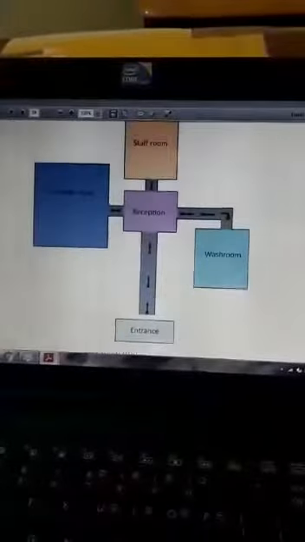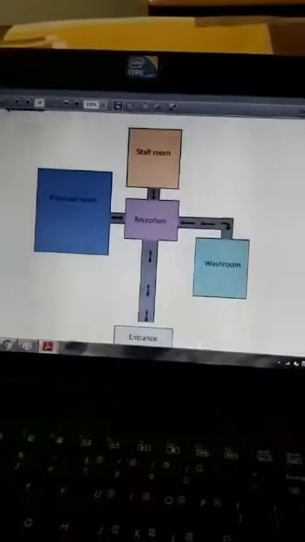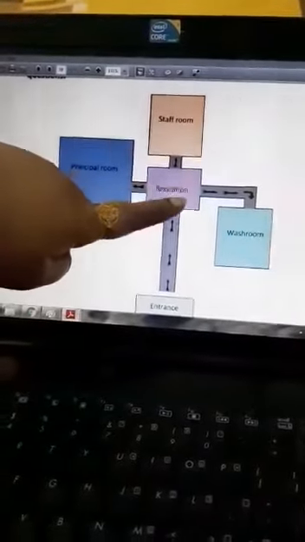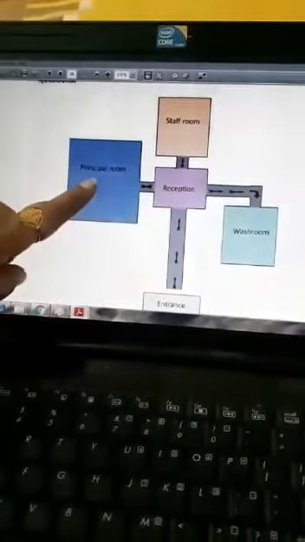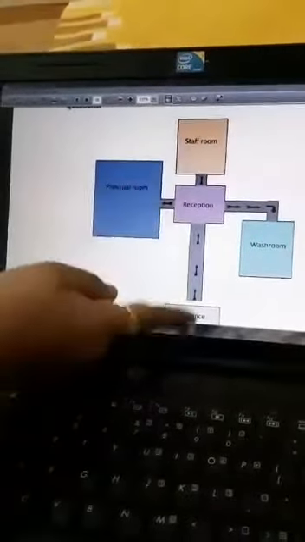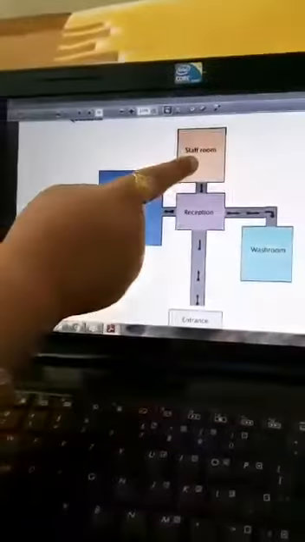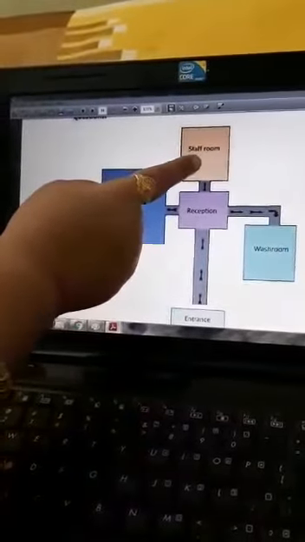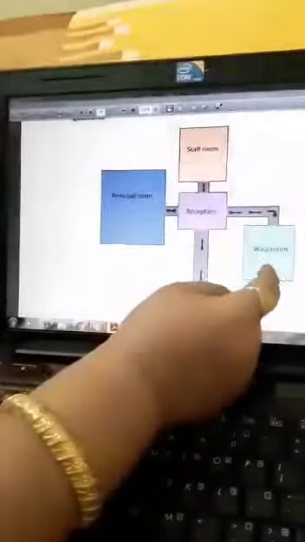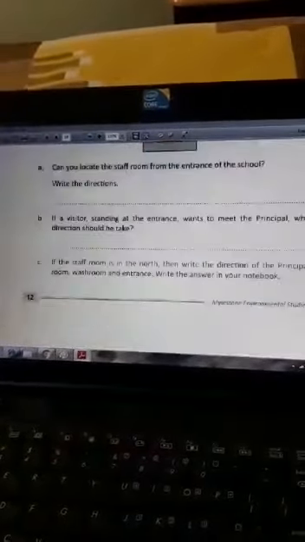Okay, now we will find out the answer. So where is the staff room? The staff room is in the north. This is the north, so this is the south. Entrance is in the south, and reception is also in the south only. Principal room is in the west. Okay, and washroom is in the east. So if the staff room is in the north, the entrance is in the south, the principal's room is in the west, and the washroom is in the east. Okay, so this you have to do in your notebook.